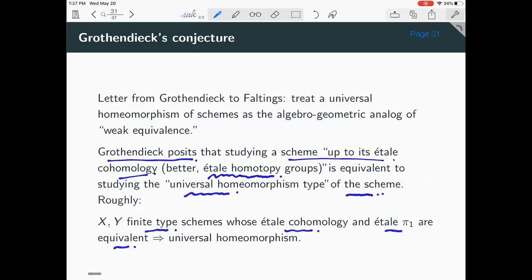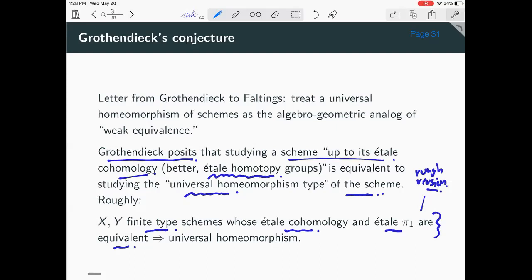So this is the rough version of what Grothendieck has just said, and I'll make it precise in the next slide. But you should think about the following discussion as a way to make precise this idea that you should have a version of the Whitehead theorem where you can try and reconstruct the scheme up to its universal homeomorphism type, as long as you're only looking at étale cohomology and étale pi 1.